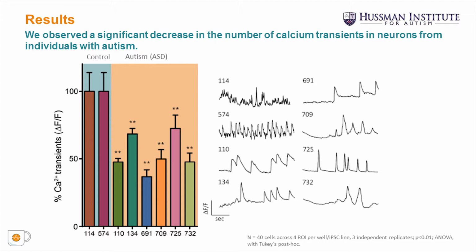We are now designing more specific tests to understand what the difference is between the electrophysiological recordings obtained in the MEA for 110 and the single-cell calcium transients recorded using Fluo-4 in this line.